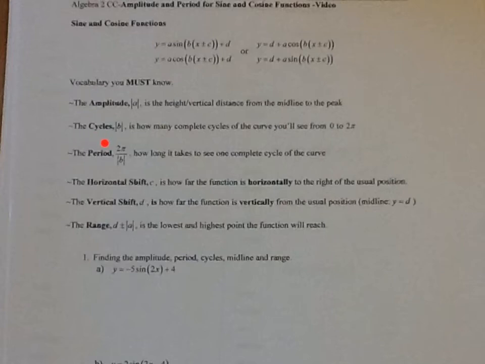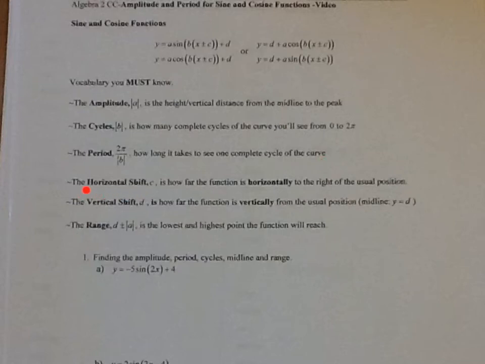All right, and then we have the number of cycles, which is B. That's the number that's in front of X over here. That is the number of complete cycles, how many complete curves you will see in the interval from 0 to 2 pi. So the number of cycles, which is the absolute value B, is how many cycles you see in 2 pi. So it could be 1, it could be 2, it could be half of a cycle that you see in 2 pi. All right, the next one is called the period. It's a formula. You have to know this formula. It's 2 pi over the absolute value of B. And that would be how long it actually takes to see one complete curve.